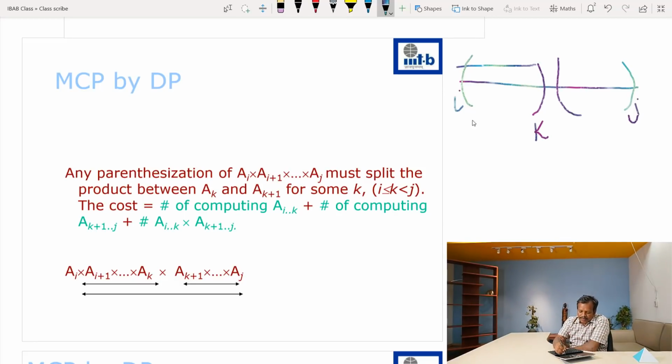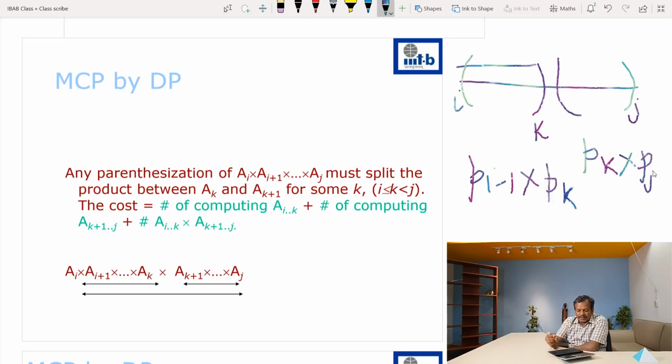So, how do we compute the value for this? Let us define the cost of computing this. If I know that k is the place where I have to cut it, then the total cost of our algorithm will be the cost of multiplying the matrices from i to k, plus the cost of multiplying the matrices from k plus 1 to j, plus the cost of multiplying these two matrices. The size of the matrix from i to k will be exactly P of i minus 1 into P of k, and the size of the matrix on the right hand side, from k plus 1 to j, will be P of k into P of j.